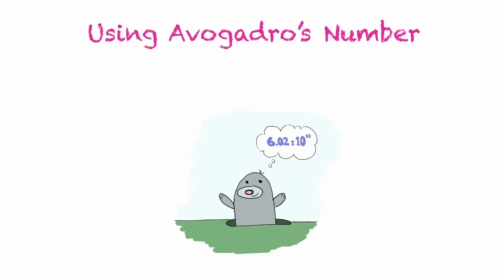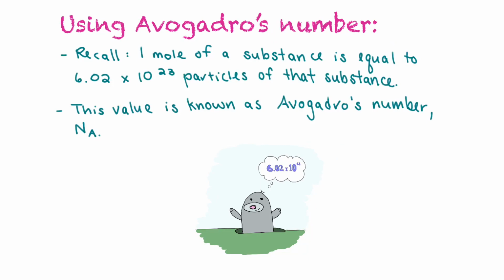In this video, we're going to learn how we can use Avogadro's number to determine how many particles are in a substance. So recall that 1 mole of a substance is equal to 6.02 times 10 to the power of 23 particles of that substance, or 6 sextillion particles. This value is known as Avogadro's number, and it's represented by a capital N with a subscript capital A. And it's named in honor of Avogadro, the man who discovered the concept of the mole.